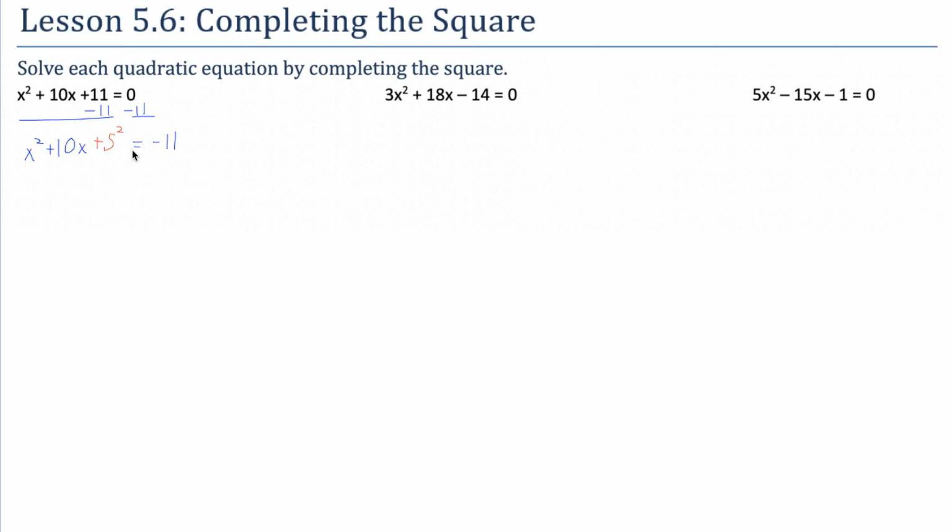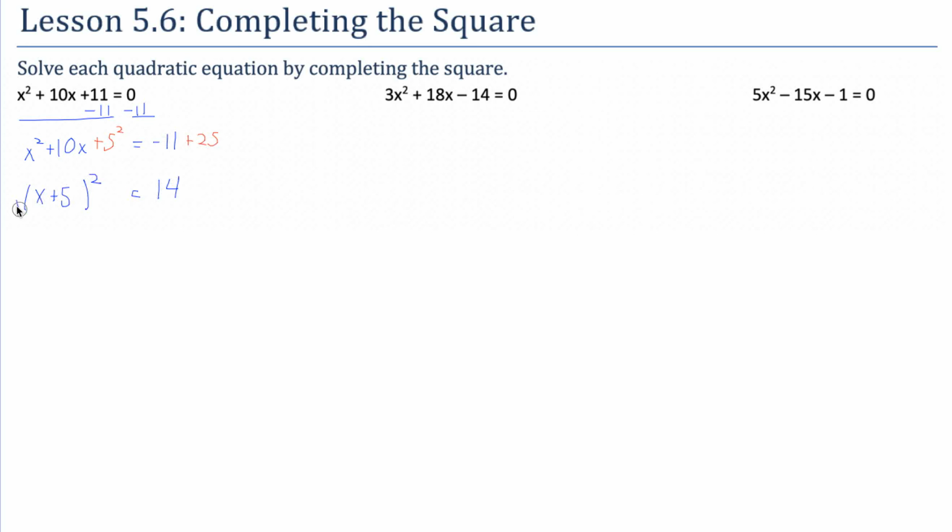Now, we're dealing with equations. We can't just add 25 to one side of the equation. We have to keep it balanced, so we add 25 over here. The reason we do this is because now this factors into x plus 5 squared. And this is going to equal 25 and negative 11, which is 14. And now we can continue to solve.